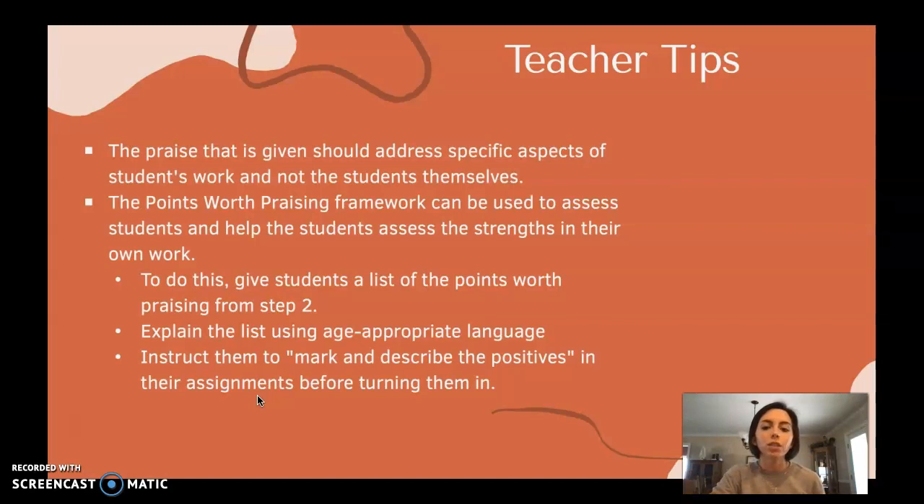To do this, give a list of the steps or of the points worth praising from step 2, maybe making that more age appropriate. Explain the list using age-appropriate language, and instruct them to mark and describe the positives in their assignments before turning them in. So meaning that they're going through the assignment from that checklist and making sure they've hit each point and making sure that they know what they've done right in this assignment before they even turn it in, so that they can assess what they need to go back and fix, and maybe even how they do an assignment next time.